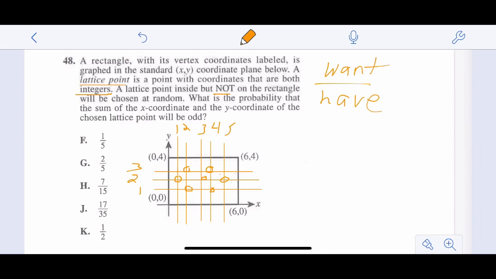So total we have 1, 2, 3, 4, 5, 6, 7 over, let's see, 1, 2, 3, 4, 5, 1, 2, 3 over 15 points. So 7 over 15. So our answer is H. That's as much of a reading question and following instructions as it is math, as long as you know what probability is. It's given by this formula.